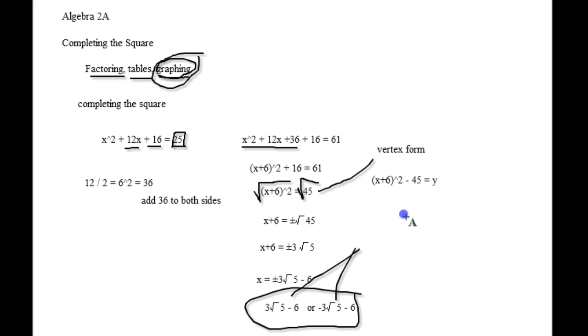You'd say equals y, and you would find that the vertex is equal to 6, negative 45. Well, it would be negative 6. Oh, jeez. Now this is how they did it back in the olden days. They just worked with it and figured out everything.